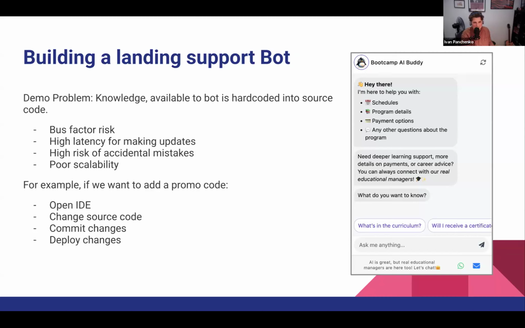You can understand why this is a problem because it's a very low bus factor, it's high latency for making updates, it's high risk of accidental mistakes because trust me, you don't want to commit every time you change a text without running tests. And it is super, super poorly scalable.